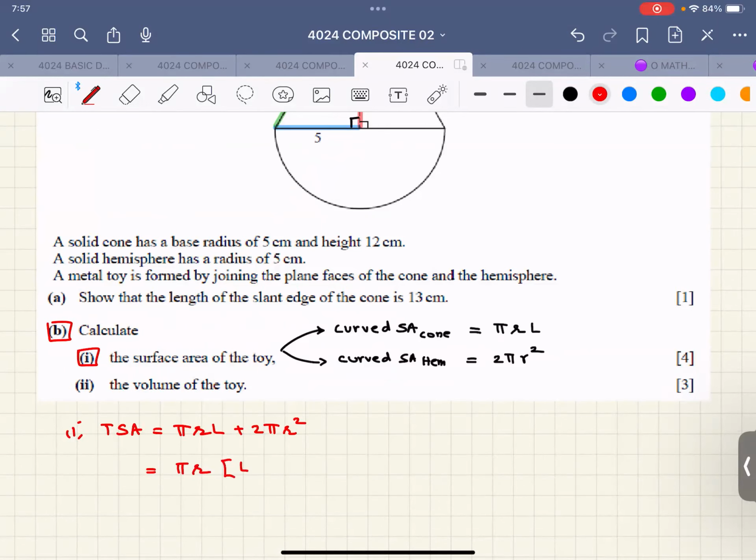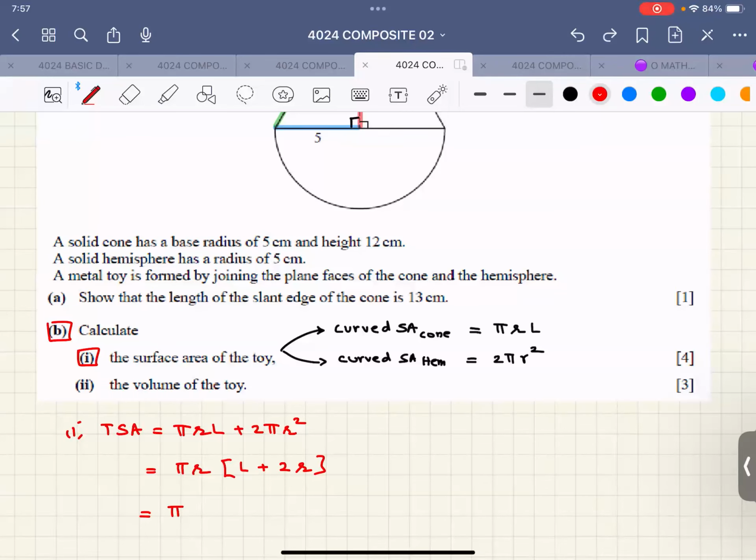I'm left with L plus 2r. Now I'll insert in the values. This is pi, which is 3.142. Actually, I'll put in pi a little bit later at the end. So let me write pi as it is.